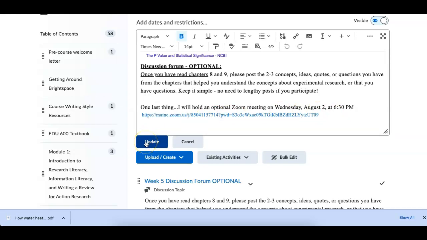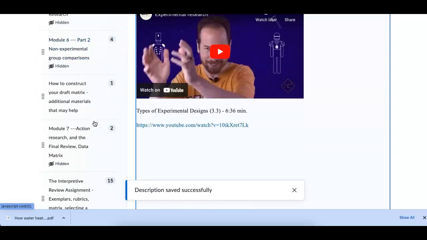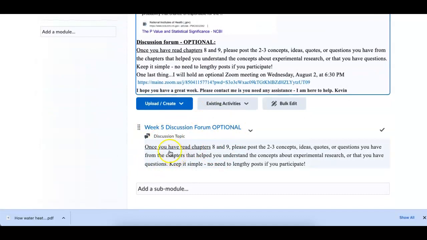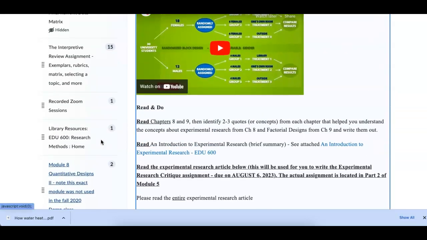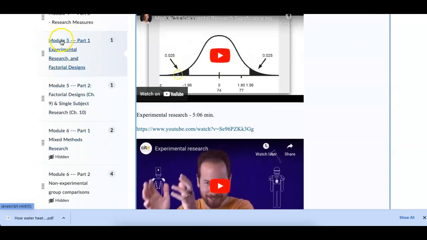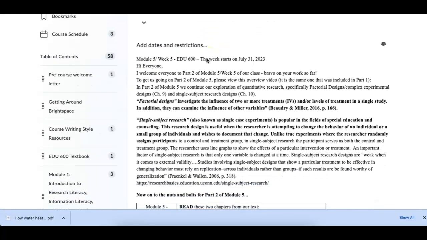This is part 1. Let me just update this so I make sure I have it. As you can see down at the bottom of the page, you have the optional Zoom meeting. So let me come back here. That was part 1, part 2. Part 2 really has to do with single subject research and factorial designs, which are the 2 chapters. The week starts here. You're looking at the same video.